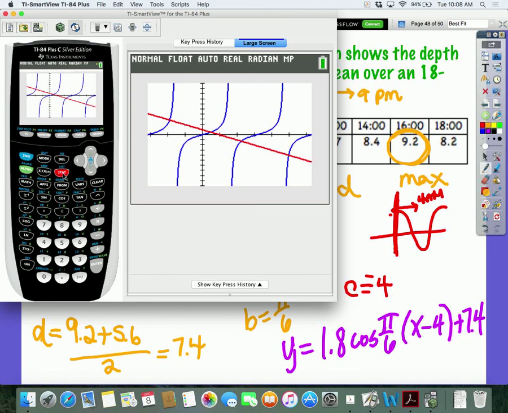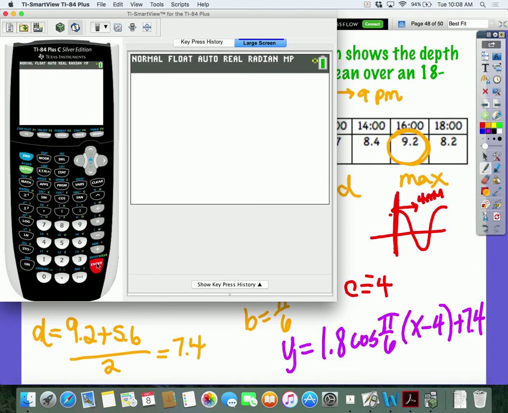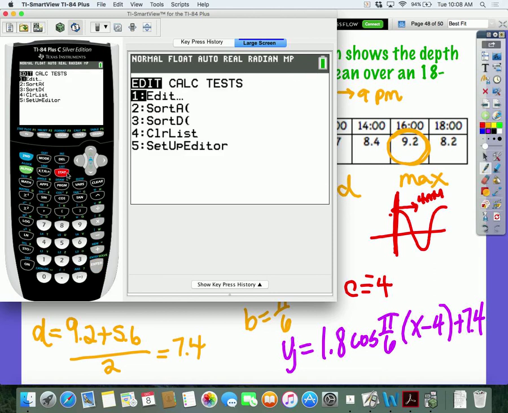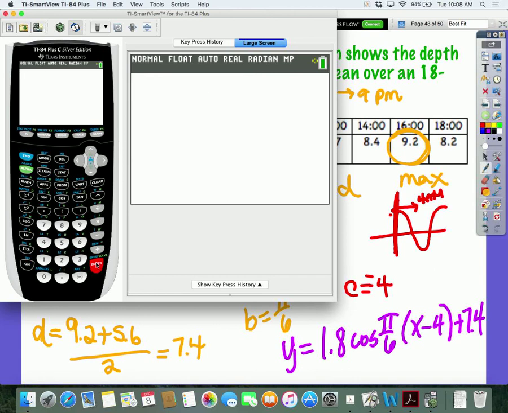If you go to Stat and you go to Edit, it's the first option. Does everybody see this on their screen? Everyone's first list says L1, right? Stat is located 2 buttons from your green button, below delete. Then you click Enter. Everybody has L1, correct?